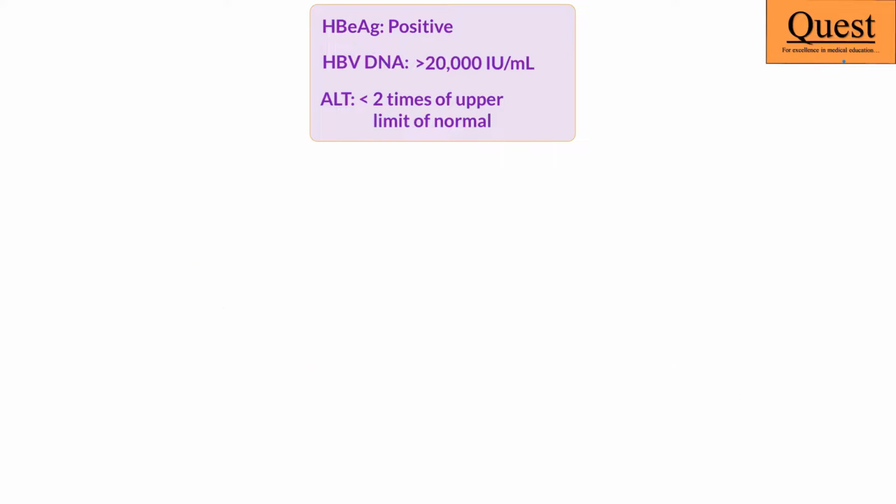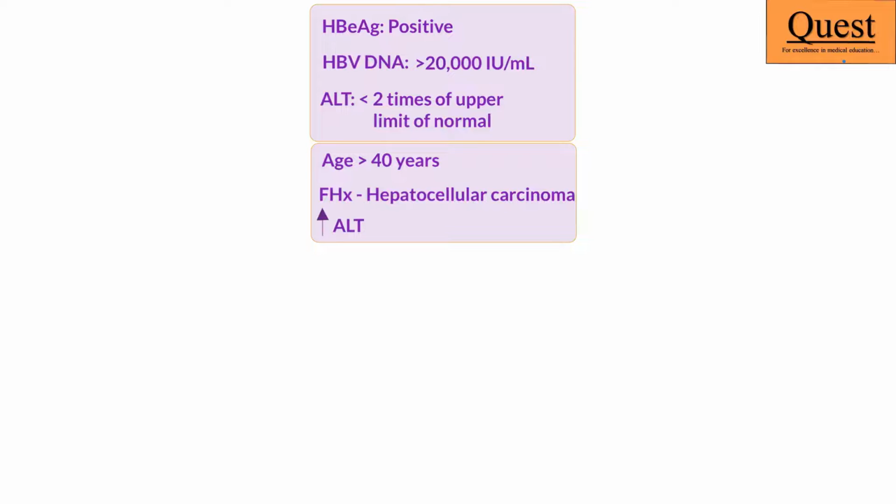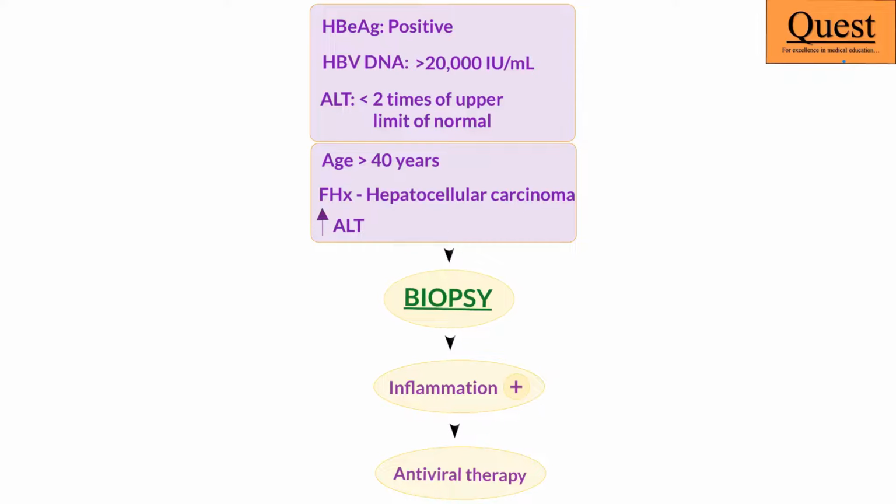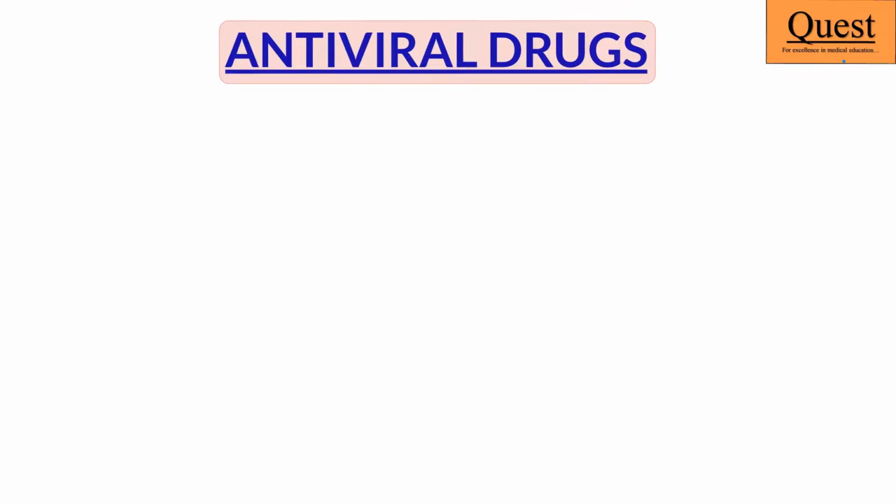So in such a case, if the patient's age is more than 40, if the patient has a family history of hepatocellular carcinoma, or the ALT is at least marginally elevated, 1 to 2 times of the upper limit of normal, such patient should undergo a biopsy, and if there is presence of inflammation, such a case should be considered for antiviral therapy. Now let us have a look at the antiviral drugs that we have.